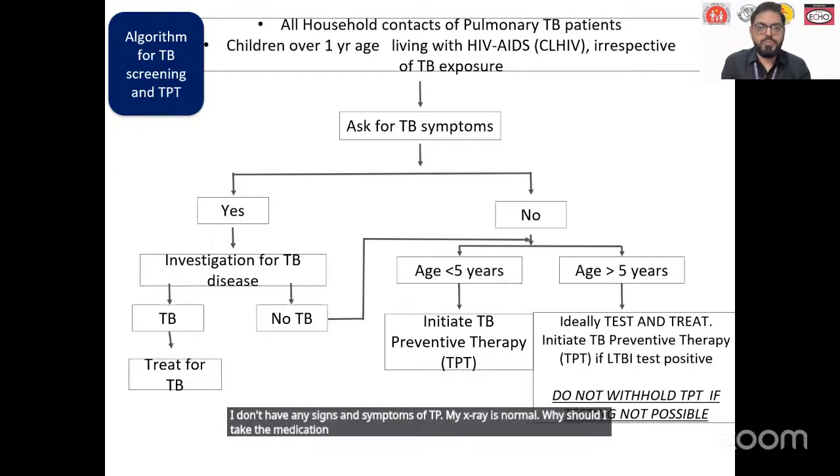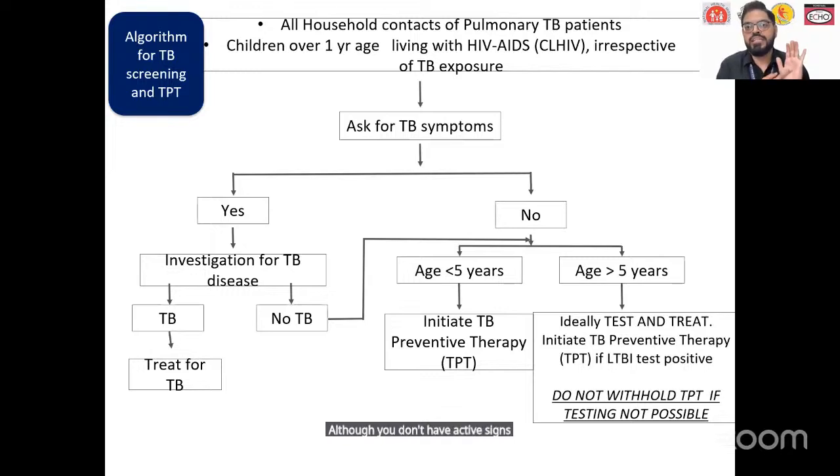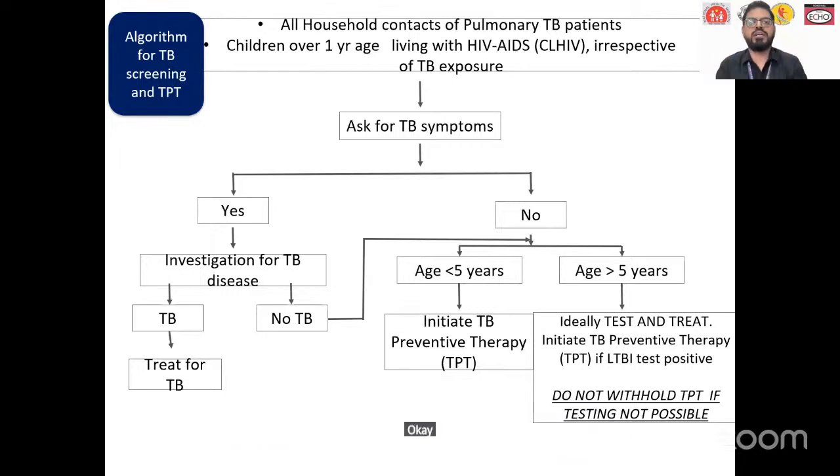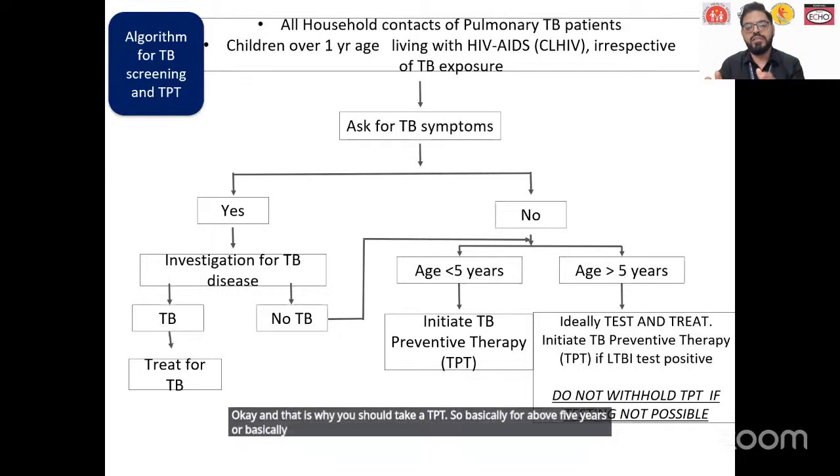So it is in these patients, if we do an IGRA or a skin test, and if it is positive, it helps the clinician give an extra bit of counseling to such patients that, look, although you don't have active signs and symptoms of TB, your test is showing TB infection. There is a chance that later on in your life, if your body becomes immunocompromised, this TB infection can turn into an active disease. Okay, and that is why you should take a TPT. So basically for above 5 years, or basically this is for adolescents and adults, it helps in counseling the patients to stick to the TPT.